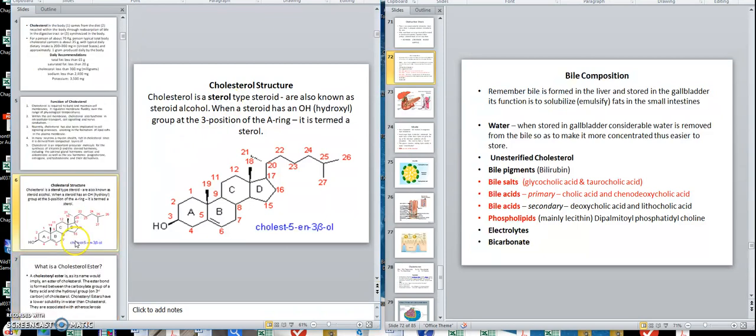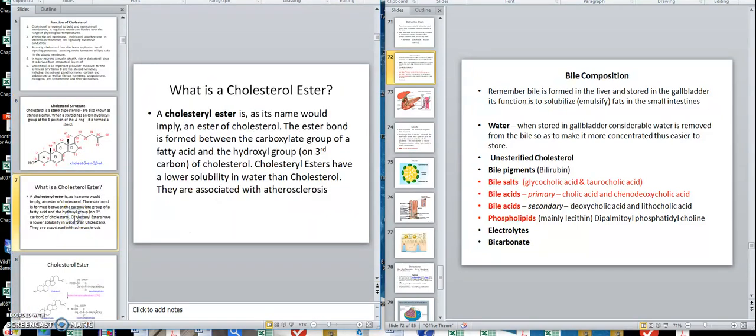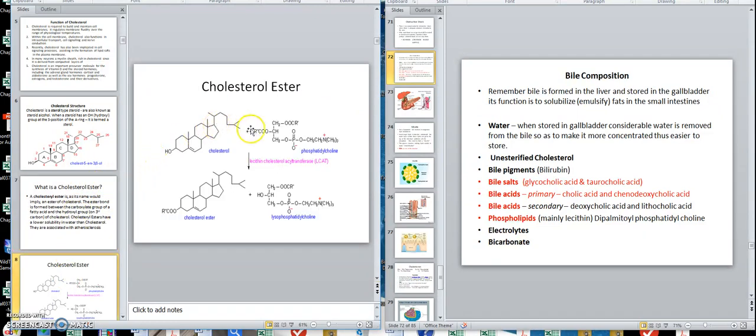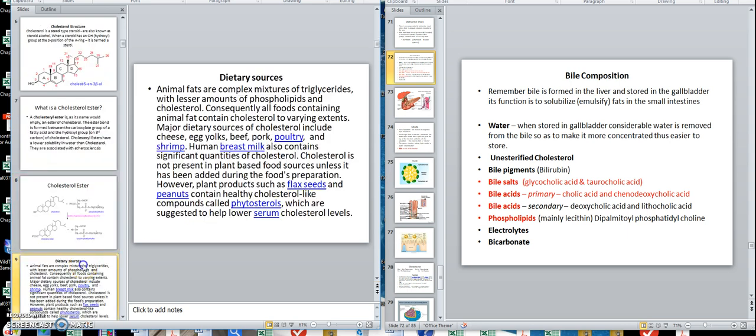Okay, go a little further. What's the cholesterol ester? You may see when cholesterol is being carried, the cholesterol will hook to a fatty acid. So here's the cholesterol here, but it will hook to a fatty acid when it's being carried. Okay, that's the fatty acid right there, symbolized as an R group. R in organic chemistry is like X in math. All right. Here's some dietary sources for cholesterol, which many of you probably already know.